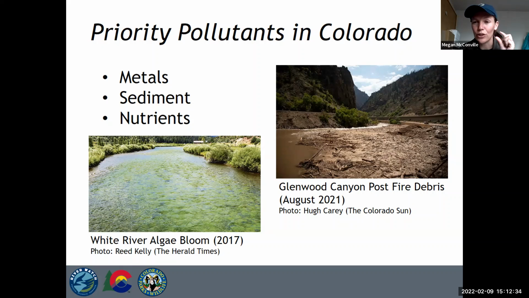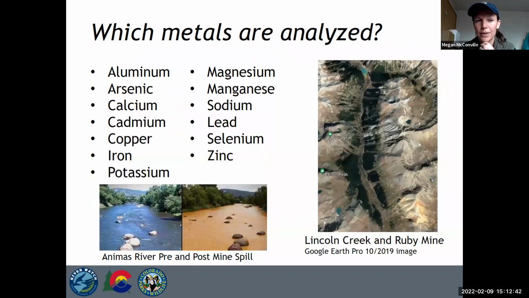So you guys fill your sample bottles, a filtered and a non-filtered sample, and we analyze them for these 13 different metals: aluminum, arsenic, calcium, cadmium, copper, iron, potassium, magnesium, manganese, sodium, lead, selenium, and zinc.